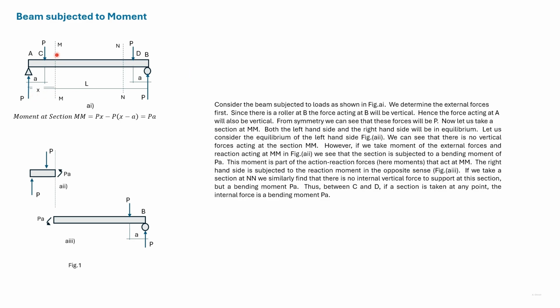Here at the section MM, there's a moment Px due to the reaction at A. And there's a moment in the opposite direction, P(x minus a), due to this load. So the net moment at section MM is Px minus P(x minus a), which is equal to Pa, where we have taken clockwise moment as positive. Hence, for equilibrium of this portion, since there is a moment, there has to be an anti-clockwise moment, Pa.